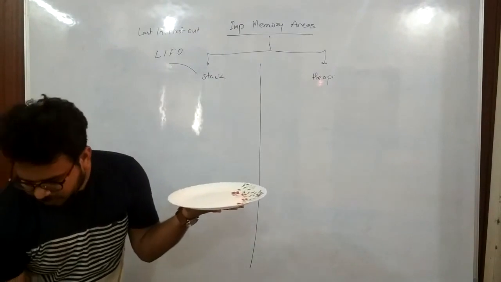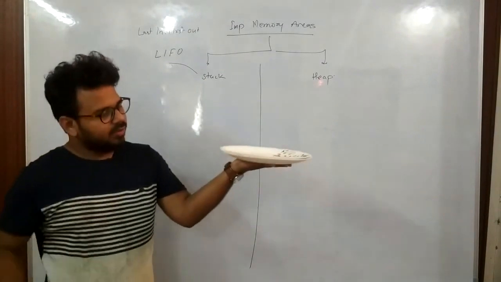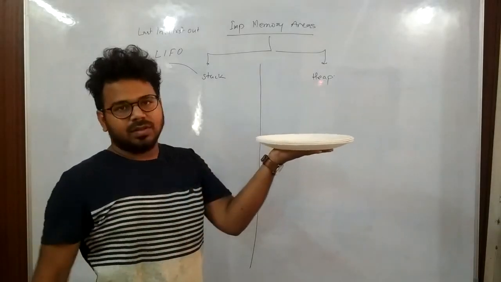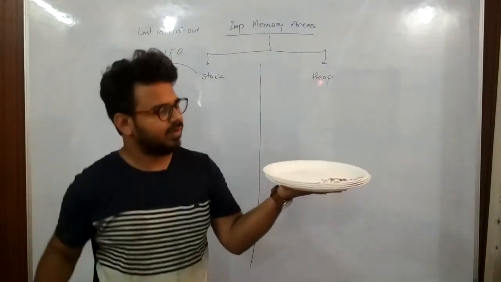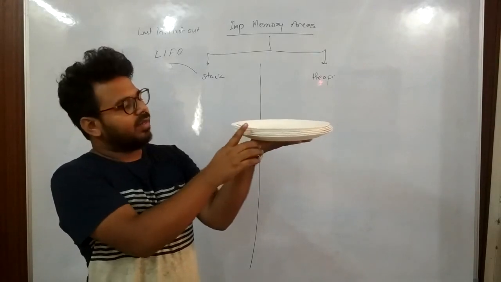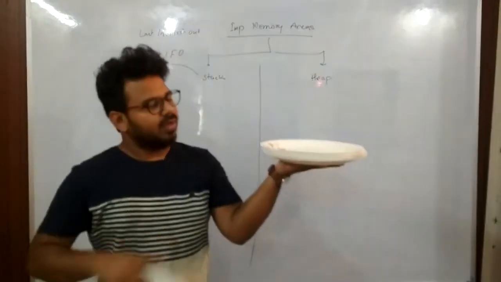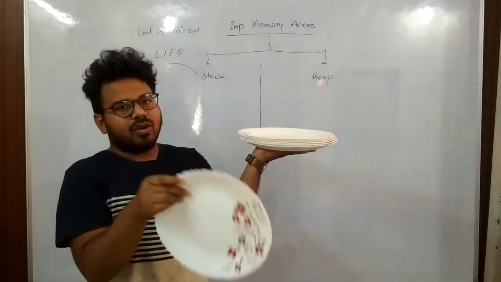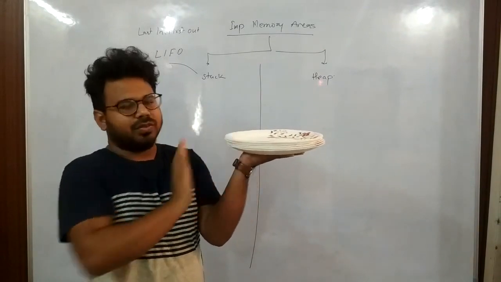After that I put another plate, that is the second plate, and you can notice that this is on the top of the first. Then another one, then another one. You can notice that my first plate is at the bottom and the other plates are coming on the top. Whenever I put a new plate, I always put it on the top, because I only have this option.